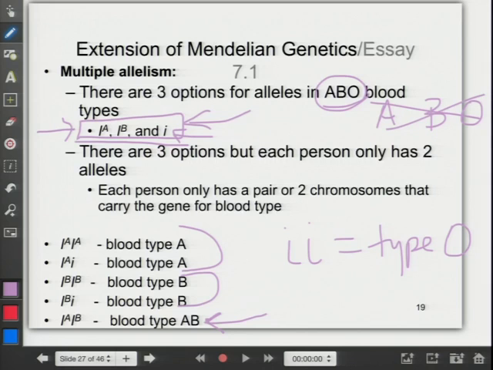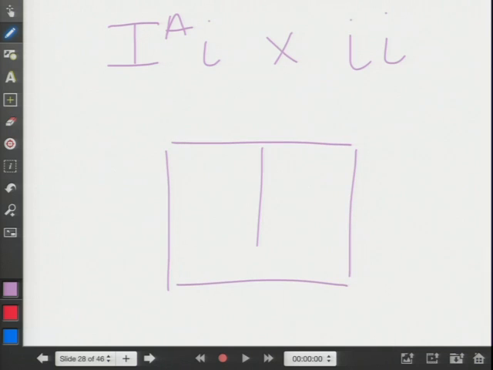Okay. So if we were going to do a Punnett square, which we're all going to do, and then we're going to screenshot and upload, because you know how we are. Let's do type A by type O. We'll do heterozygous A to O. You fill out your little square and you'll screenshot and upload.